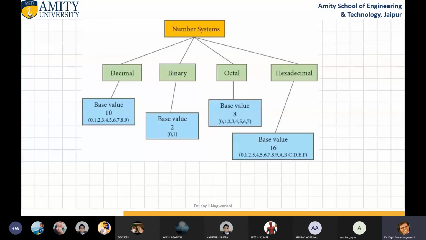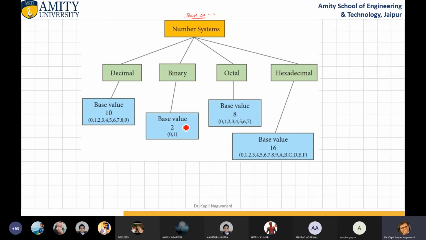Now let us come to discuss the number system. These are the number systems. I will take 5 more minutes. We know only base 10. Base 10 is nothing but the decimal number system, which has 10 different digits: 0, 1, 2, 3, 4, 5, 6, 7, 8, 9. That's why it is known as the decimal number system.